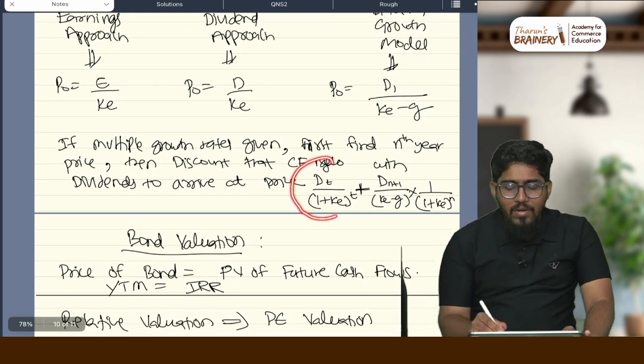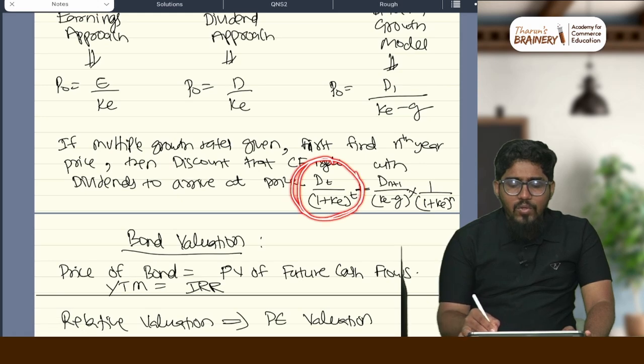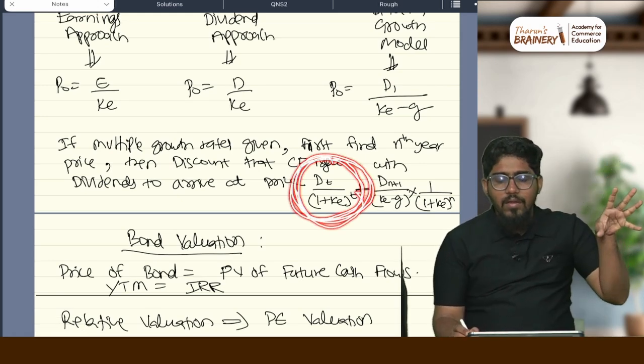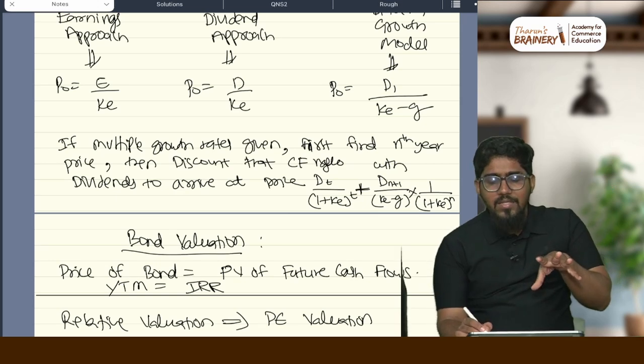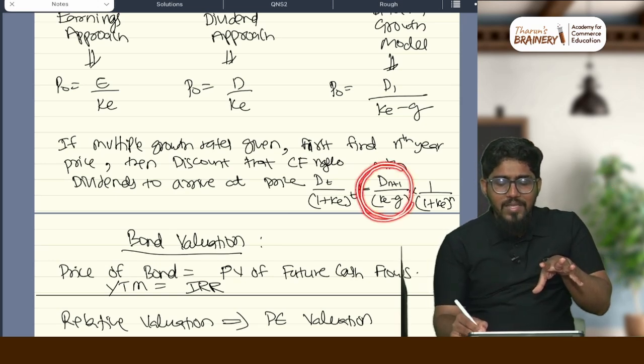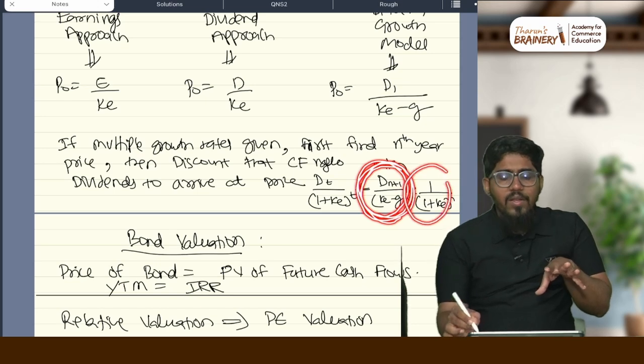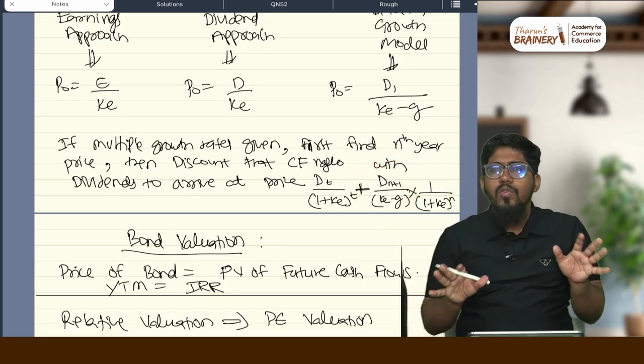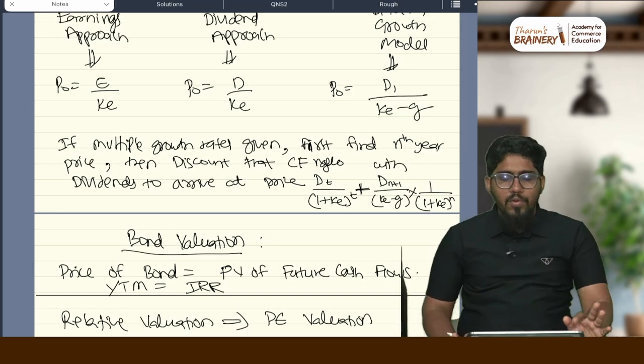Sum of Dt divided by (1 plus Ke) to the power t, which means the present value of the dividends, plus this is the price. This is the price for the next year, and do the present value for that also. We will see one problem for that, don't worry. That's the formula for you to note. If you see the problem, note, you will understand.